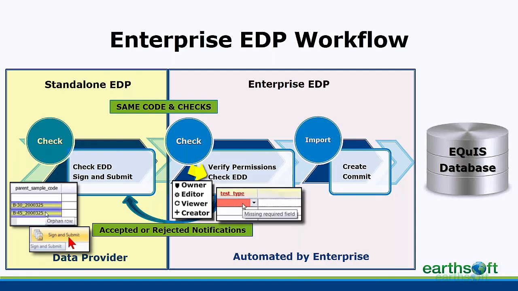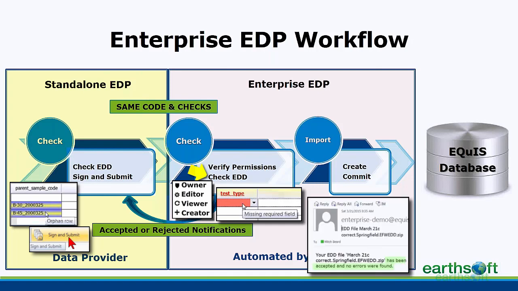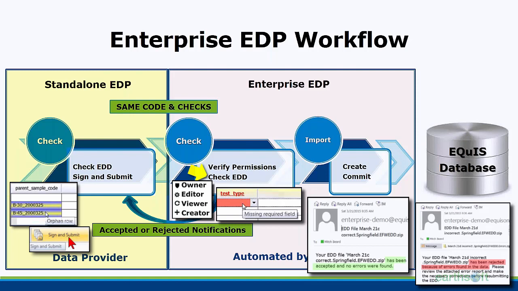Once those checks run in the background, the automated data quality checks run. If the EDD is accepted, the data submitter will receive an email with a confirmation of receipt and that the data have been committed to the database. If there are any errors in that EDD, and an example of an error that may be caught in Enterprise EDP but not in Standalone would be if your client changed a reference value on you without giving you a new reference value file, or if they changed something in their format without giving you a new format file. Enterprise EDP would catch this and let you know how to fix it.